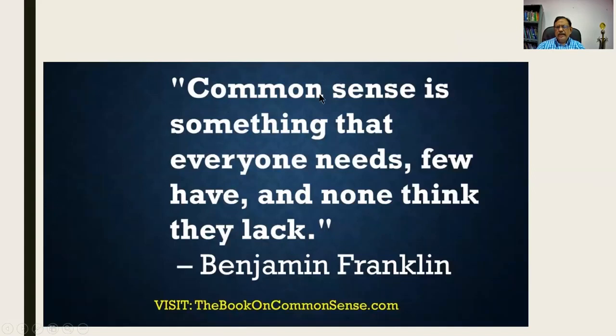So it is common sense. And this is a very nice saying of the common sense. Common sense is something that everybody needs, few have, and none think they lack. Benjamin Franklin, an amazing author. So these are things that you people should remember.